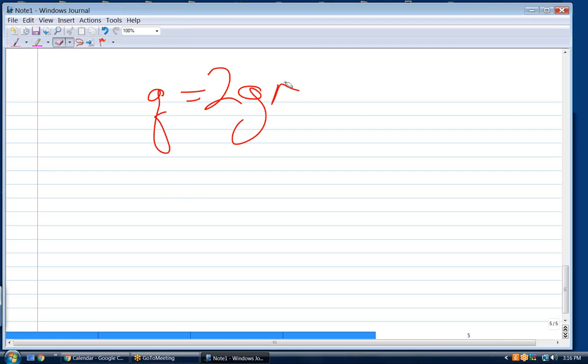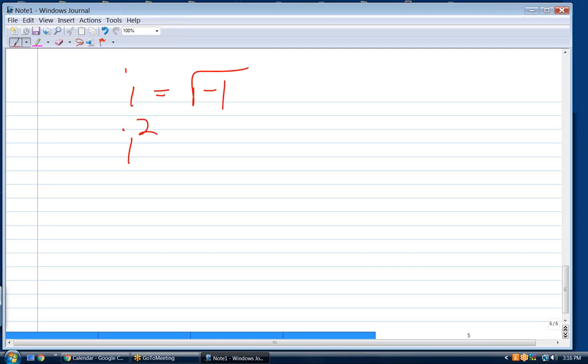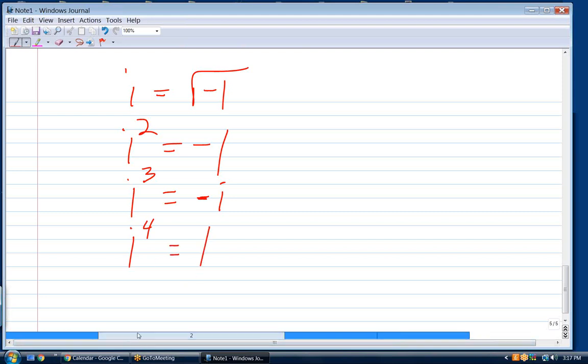I have a question. Is i squared a negative i, or a negative 1? Here's how it works, and this is important to see. In other words, i squared is i times i, right? So square root of minus 1 times square root of minus 1 gives you minus 1. And then i cubed is i squared times i, so that must be minus i. And finally, i to the fourth is i squared times i squared, that's plus 1. And now it starts all over again.